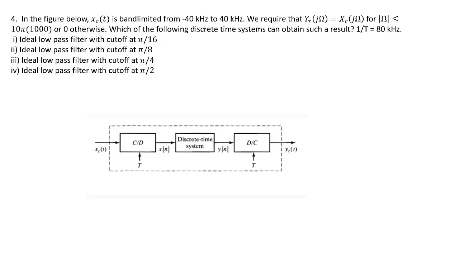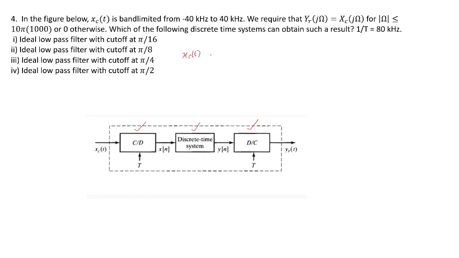So this is a slightly tricky question, at least it looks like that. So let us see. This is a continuous to discrete time converter. This is a discrete time system, LTI system. Here you perform discrete to continuous time conversion, which results into y_r(t). Okay, so it says that x(t) is band limited from minus 40 kilohertz to 40 kilohertz.